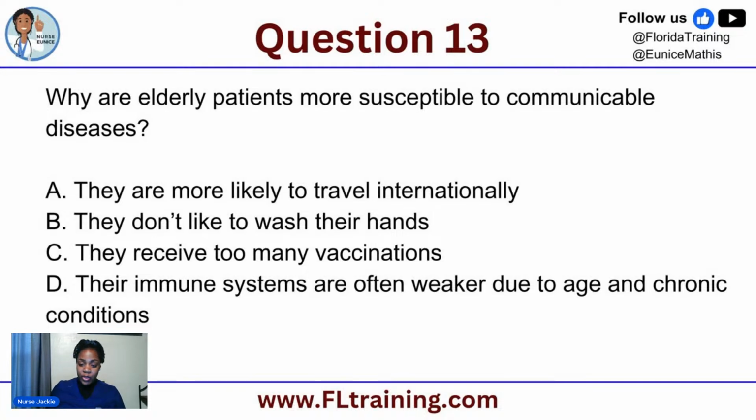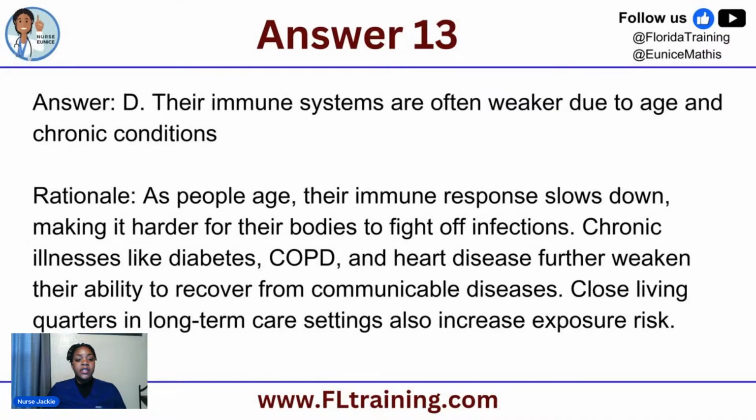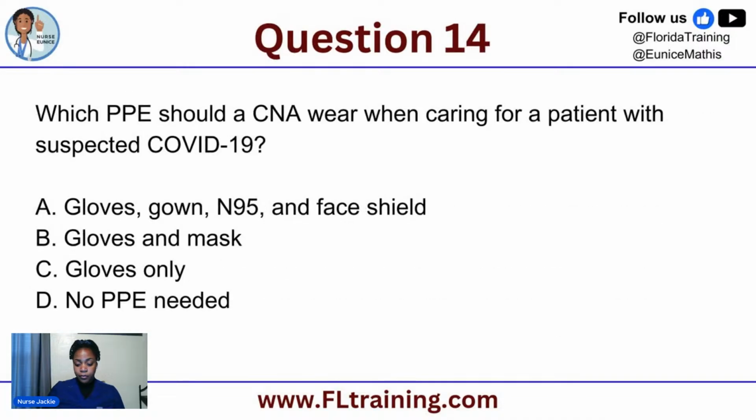All right, here we go in 3, 2, and 1. Their immune systems are often weaker due to age and chronic conditions. Correct answer was D. Great job there. So as people age, their immune response slows down, making it harder for their bodies to fight off infections. Chronic illnesses like diabetes, COPD, and heart disease further weaken their ability to recover from communicable diseases. Close living quarters and long-term care settings also increase exposure risks.